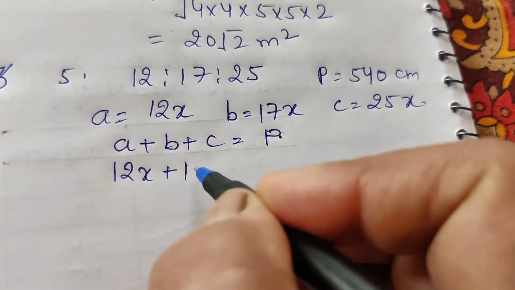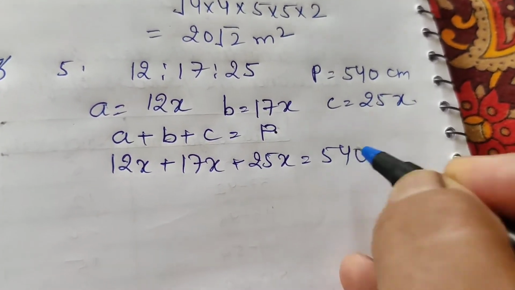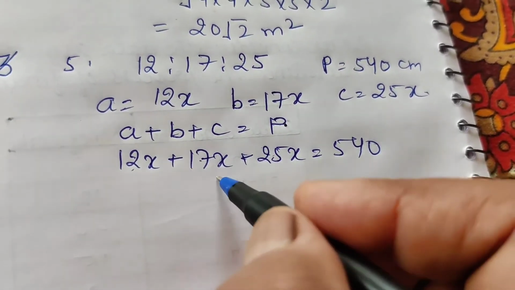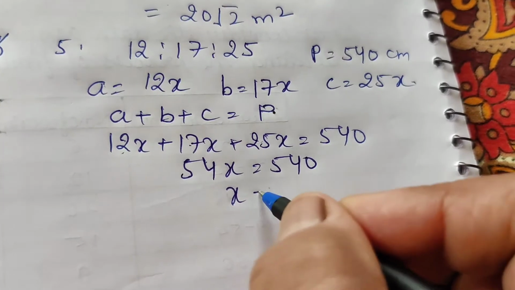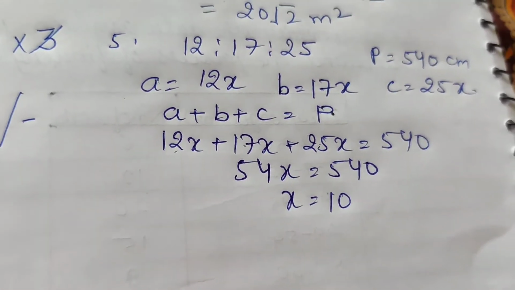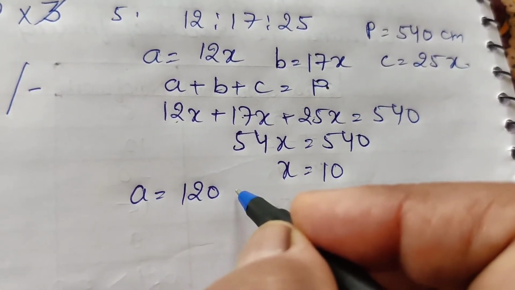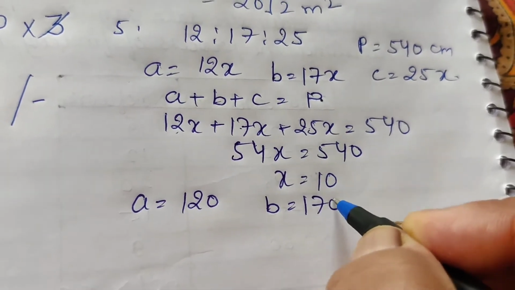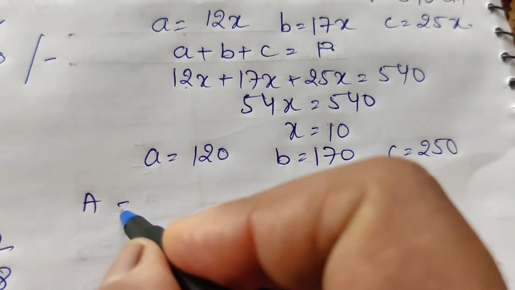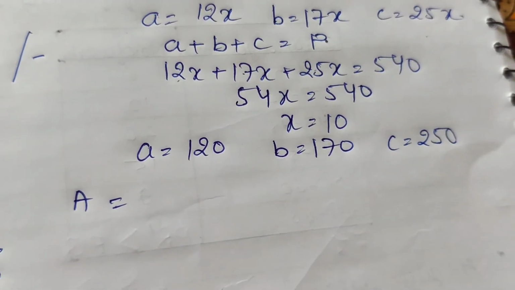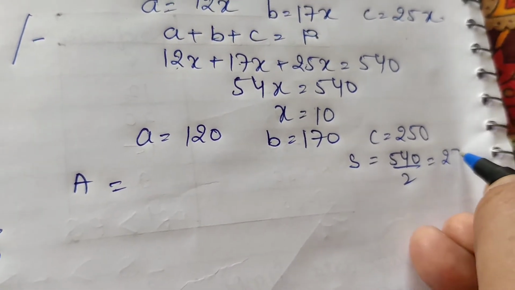12x plus 17x plus 25x equal to 540. 54x equal to 540. It means x equal to 10. This is a multiple. The side A equal to 12 into 10, 120, B equal to 170 and C equal to 250. Now we can find the area. Here S equal to 540 by 2. S is equal to perimeter divided by 2 equal to 270.